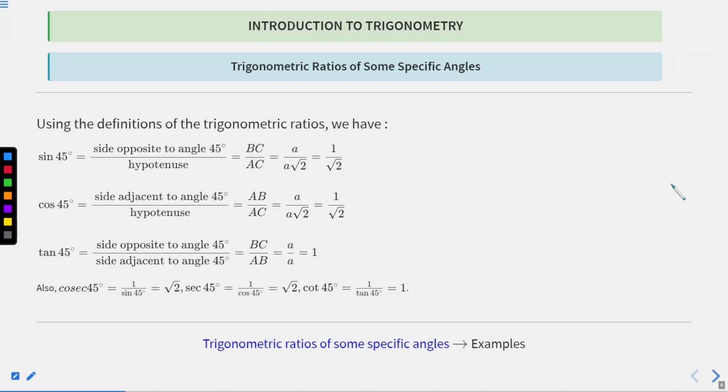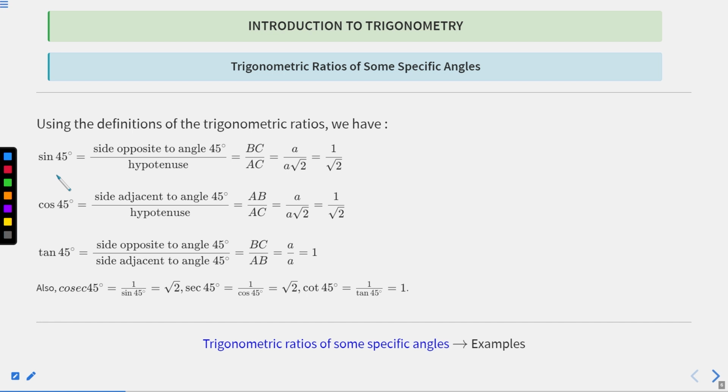Using the definition of trigonometric ratios, we have sine 45 degree equal to side opposite to angle 45 degree by hypotenuse. Here the side opposite to angle 45 degree is BC and the hypotenuse is AC. So sine 45 degree is equal to BC by AC, where the length of BC is a and the length of AC is root 2 times a. So this is equal to 1 by root 2. So sine 45 degree is equal to 1 by root 2.